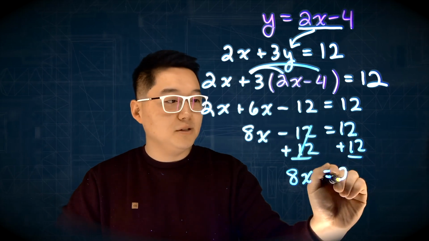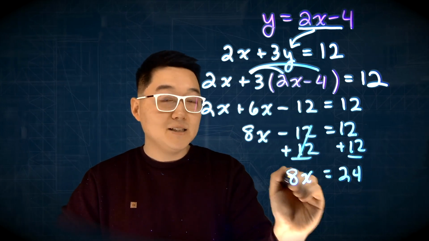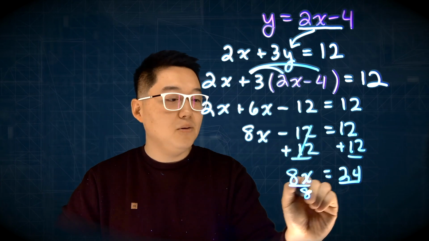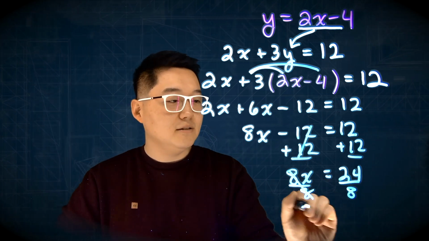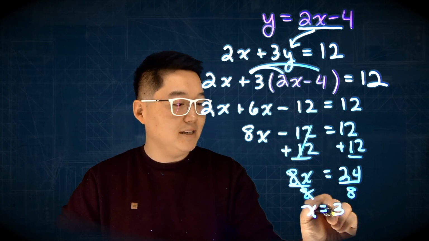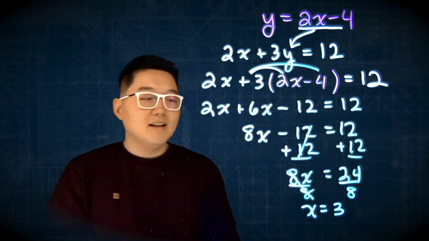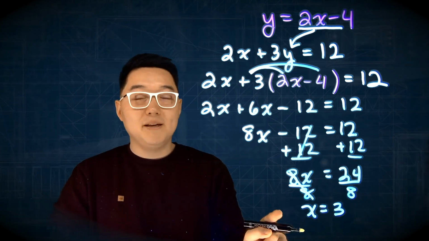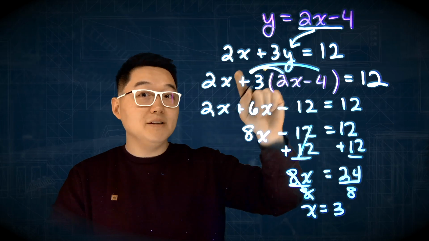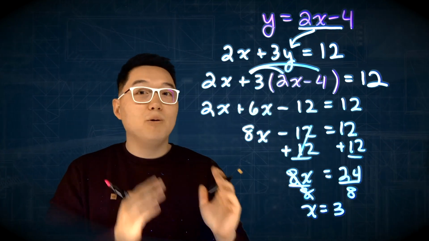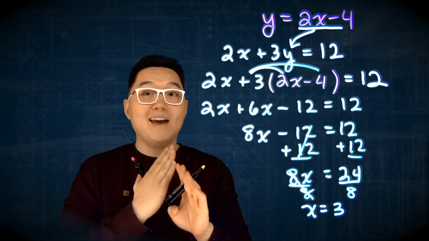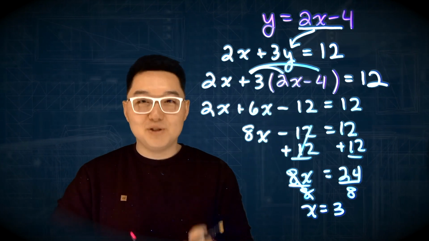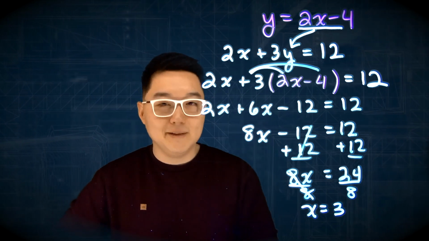12 plus 12 is 24, and then to get x by itself, we're going to divide both sides by 8. So x is equal to 3. Now that makes sense, because when we graphed those two lines earlier, we saw that they both intersect at x equals 3, y equals 2. So this solution does make sense.